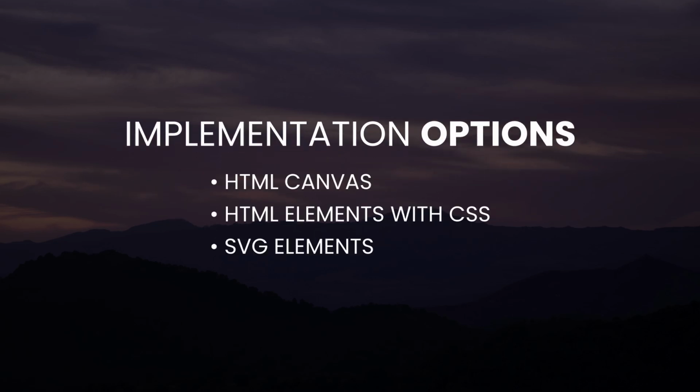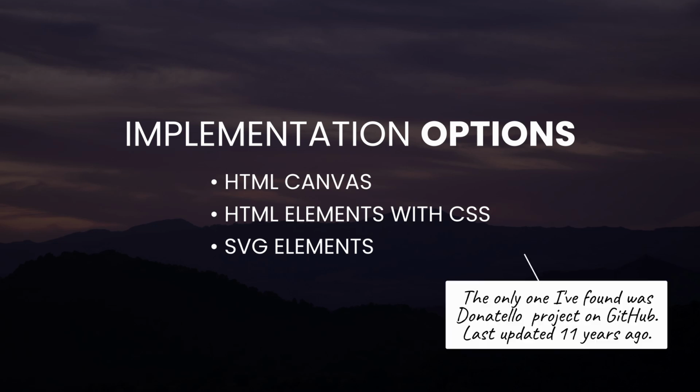Now, let's explore our options for implementing a node-based user interface in Odoo. As we're working with web technologies such as HTML, CSS, and JavaScript, we need to choose the right tools for creating graphical elements and enabling drag-and-drop interactions. For graphical elements, we have three primary options: HTML canvas, HTML elements with CSS, and SVG elements. Each of these technologies is capable of producing complex shapes and designs.